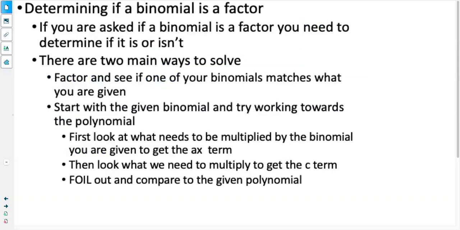Okay, next, determining if a binomial is a factor. If you're asked if a binomial is a factor, you need to determine if it is one or is not one. There are two main ways to solve. One is to factor and see if one of your binomials matches what you're given. The other is to start with a binomial and try working towards a polynomial. So first we'll look to see what needs to be multiplied by the binomial you're given to get our ax term. And then we look to see what we need to multiply by to get the c term, FOIL out, and compare to the given polynomial.